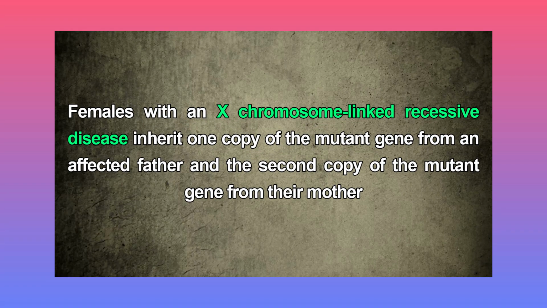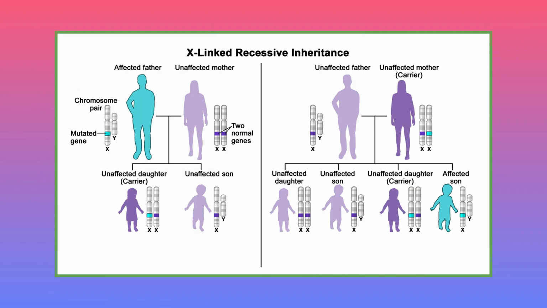Recall that the females have two copies of the X chromosome and they receive one copy from each parent. Therefore, females with an X chromosome linked recessive disease inherit one copy of the mutant gene from an affected father and the second copy of the mutant gene from their mother, who is most often a carrier, that is in heterozygous condition, but who might be affected, that is homozygous.